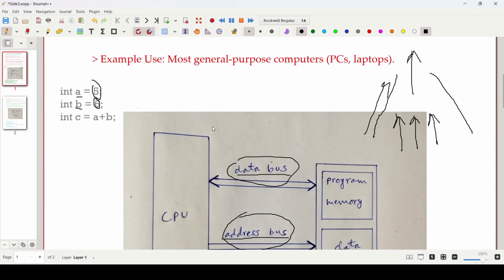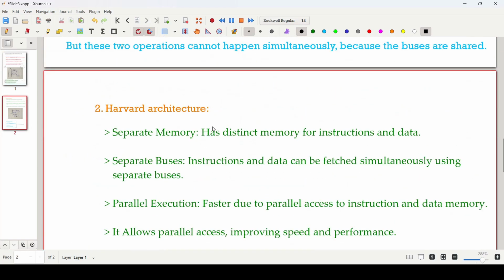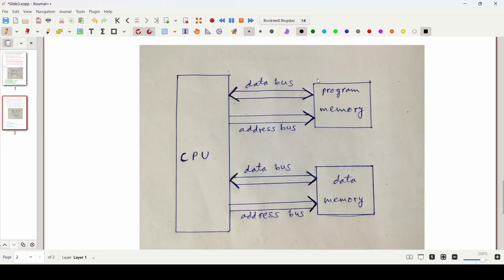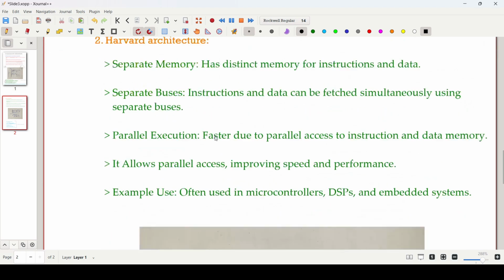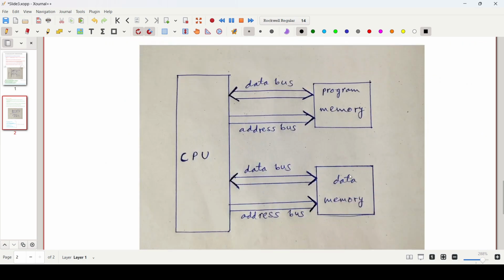In the von Neumann architecture, a single memory block is shared by both the program instructions and the data. But in the Harvard architecture, what we see here is that the program memory space and the data memory space are separate. You can see both memory spaces are separated from here. So there is separate memory for the instruction and the data, and separate buses are used for the program memory as well as the data memory. Dedicated buses are used for both kinds of memories.